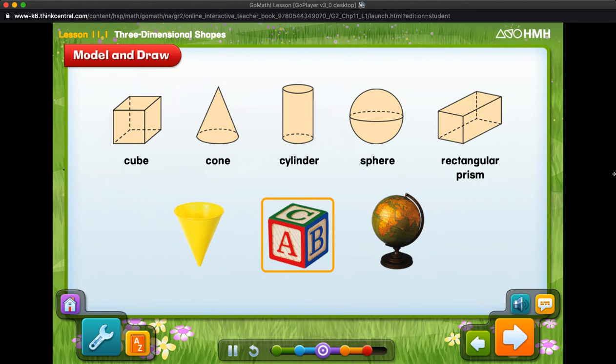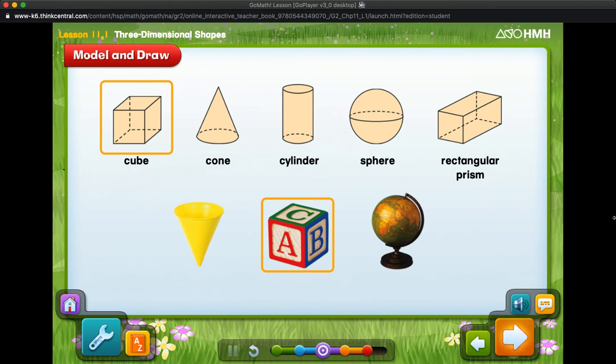Now, select the shape that matches the shape of the block. Okay. And so if we look at the block, we notice that it has several flat surfaces, and all of the flat surfaces are the same sized squares. So in this case, this object is a cube. Great job! A block is a cube. Cubes have six flat surfaces that are all the same size.